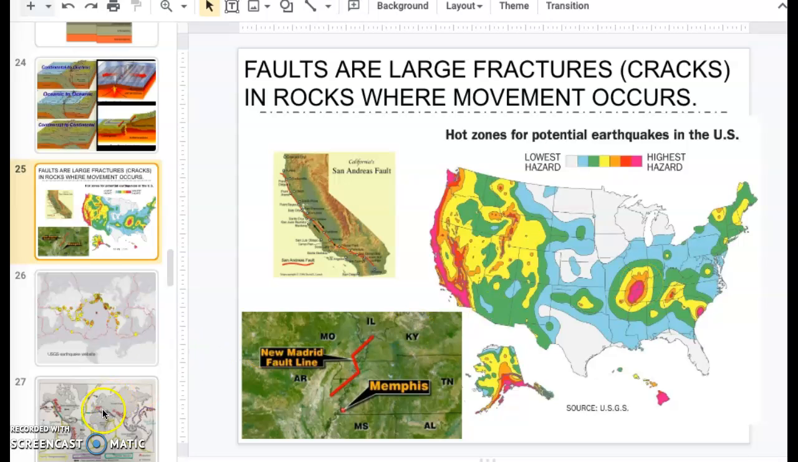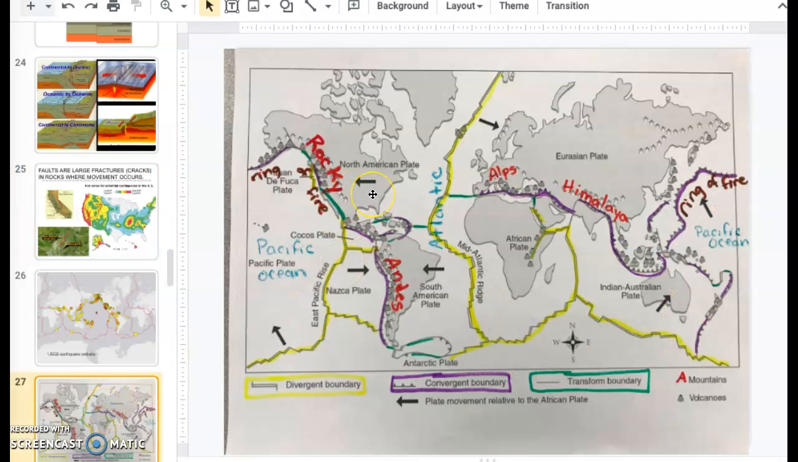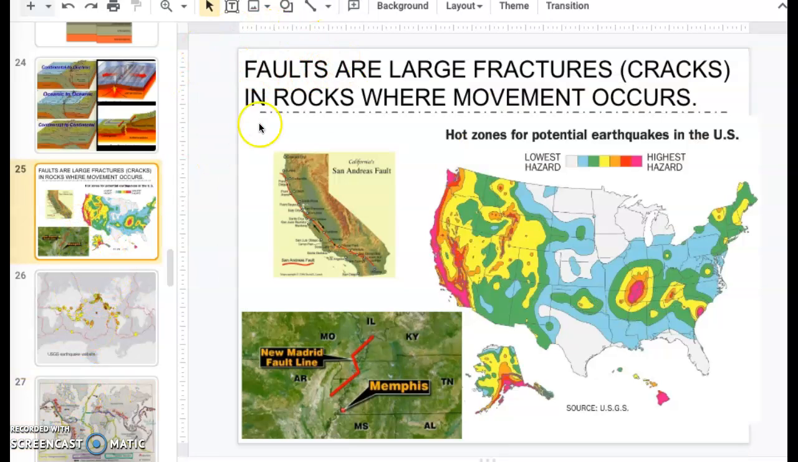Okay, so let's go back and look at that on the whole map. We're about right here. Not on a tectonic plate boundary at all. We're in the middle of a tectonic plate. However, we do happen to fall on what's known as a fault line. A fault is just a large crack or fracture in the rock where movement occurs.